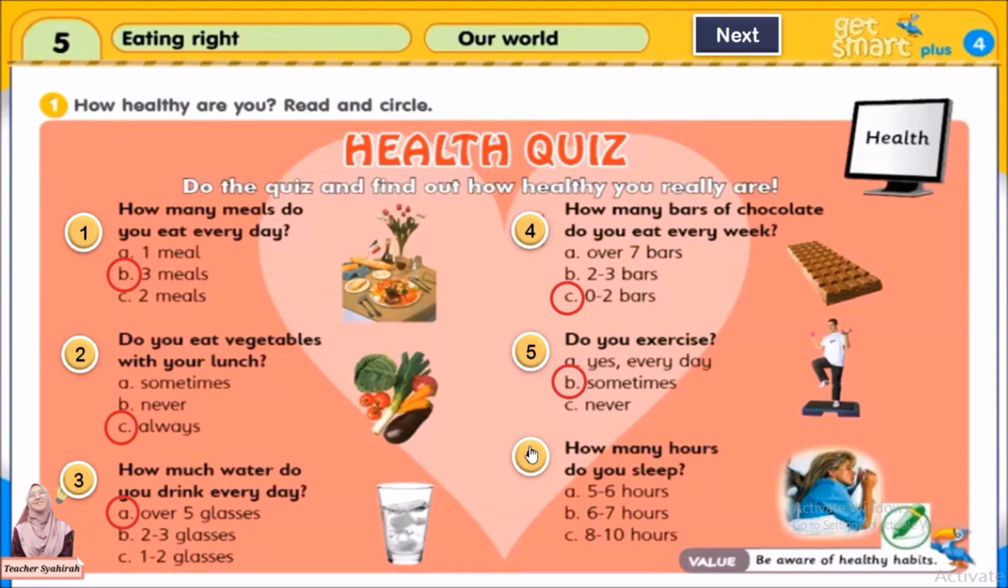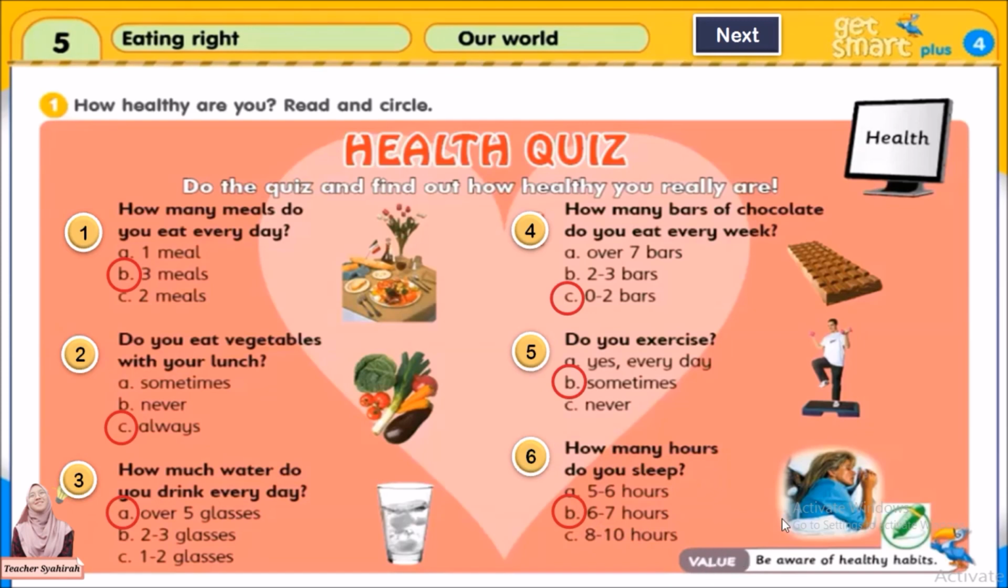Okay, number 6, how many hours do you sleep? Berapa banyak jam awak tidur? Okay, ni untuk setiap hari. We have A, 5 to 6 hours. And then B, 6 to 7 hours. Or C, 8 to 10 hours. Okay, it depends on you. So my answer would be 6 to 7 hours.